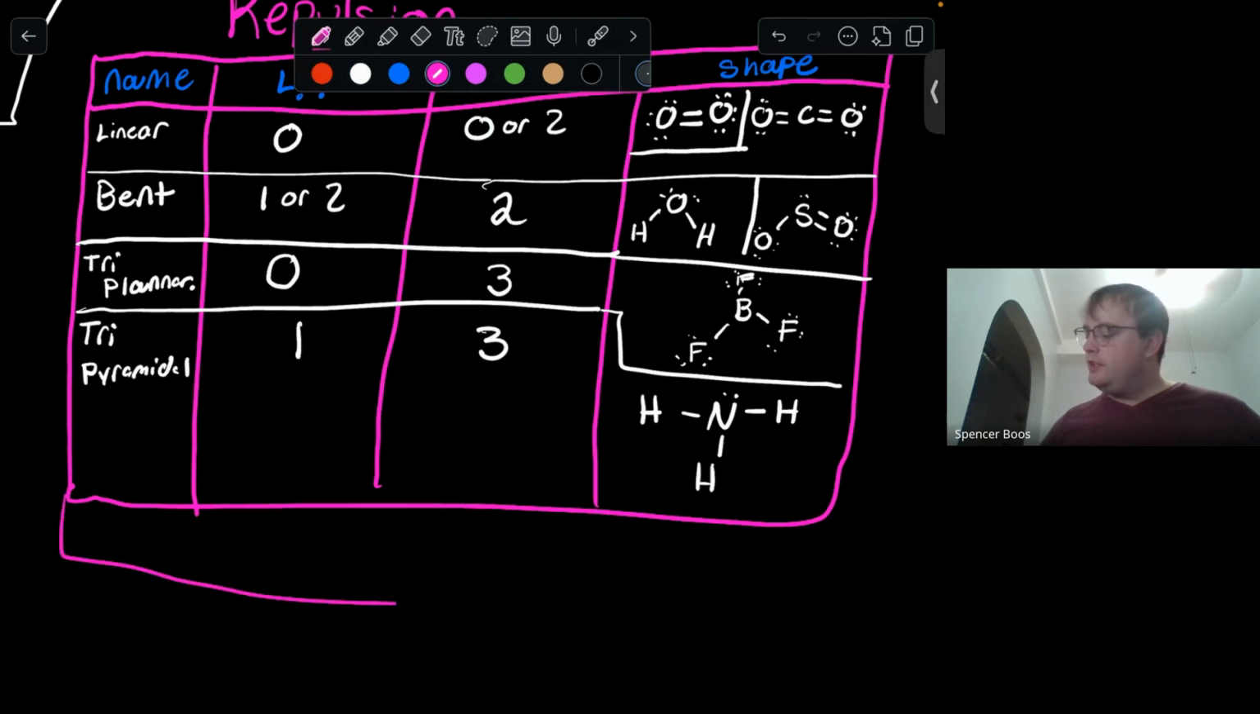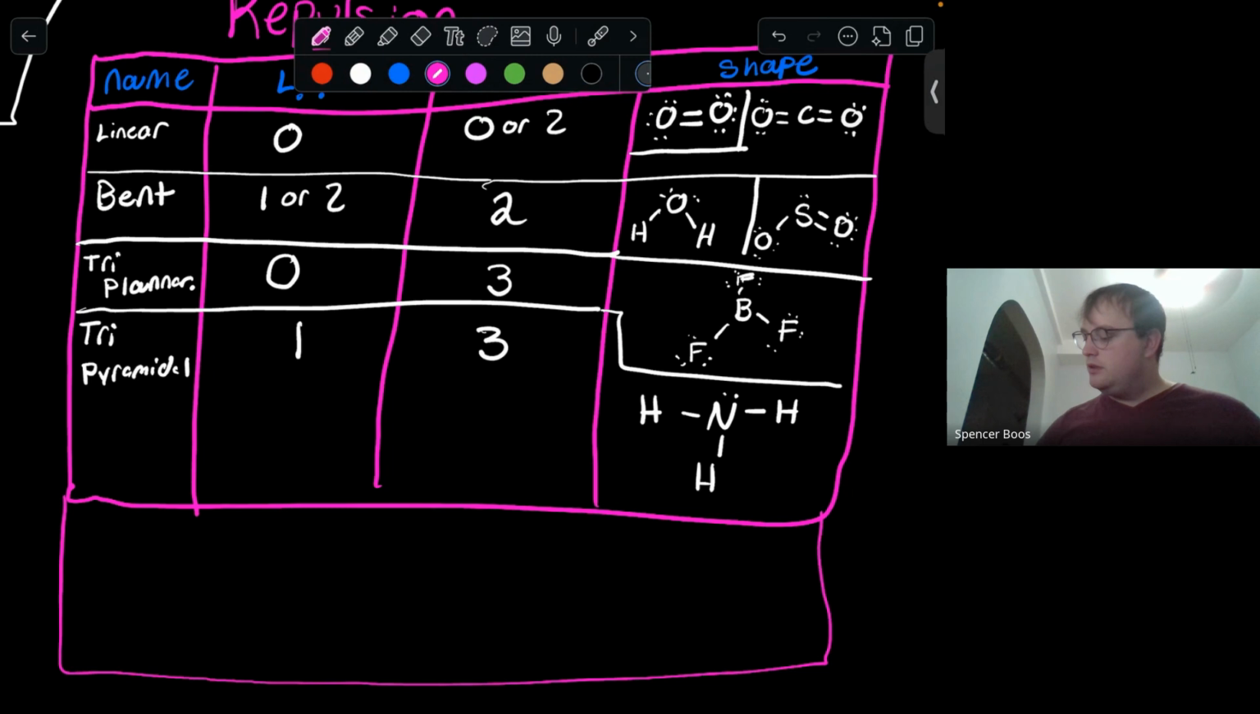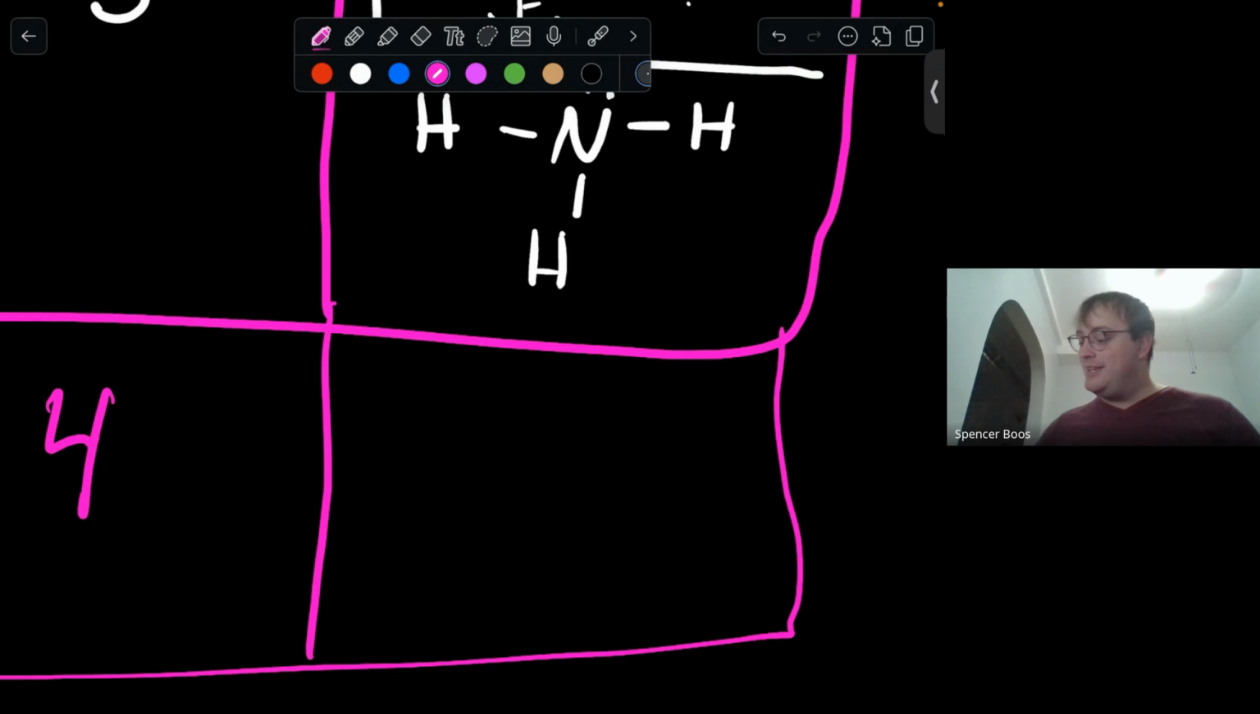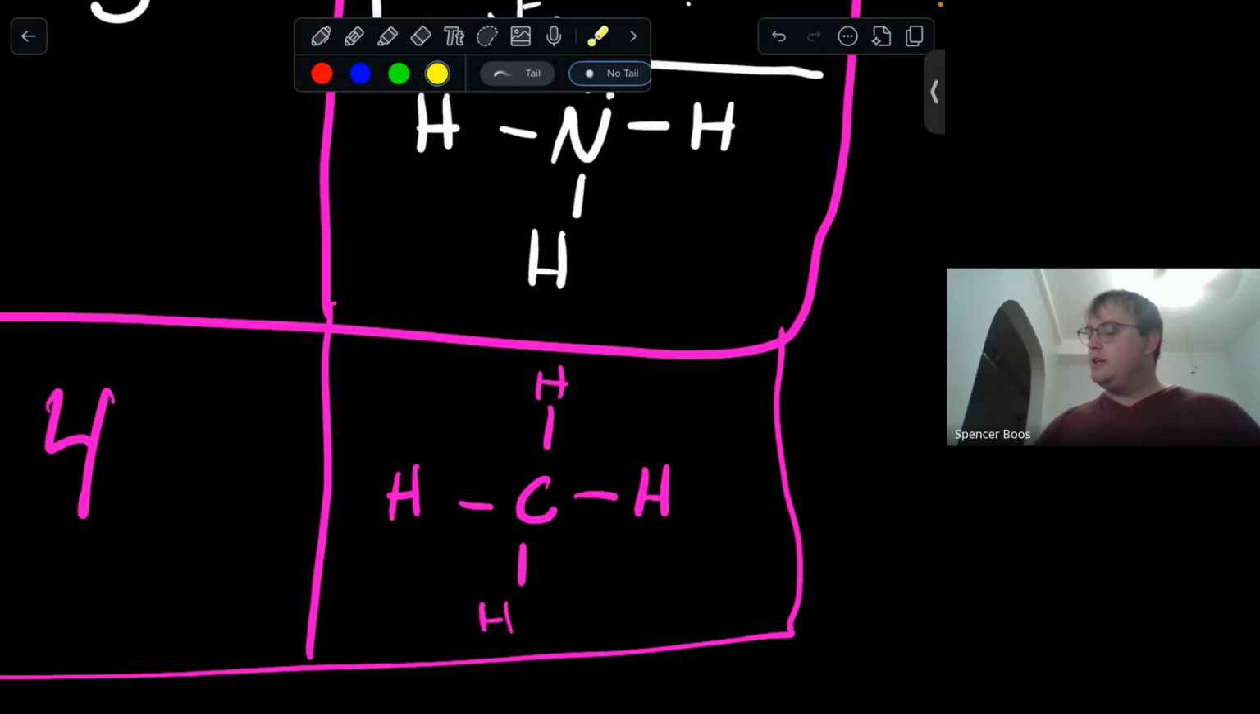Let's do one more. We're feeling it. Let's not get too crazy. 0 lone pairs on that central atom. 4 bonded atoms. Observe. Methane. So again, notice here, right? 1, 2, 3, 4 bonded atoms. 0 lone pairs on the central atom.